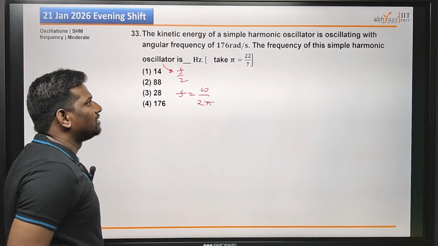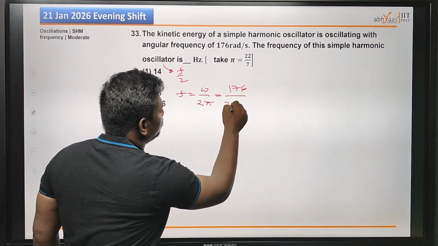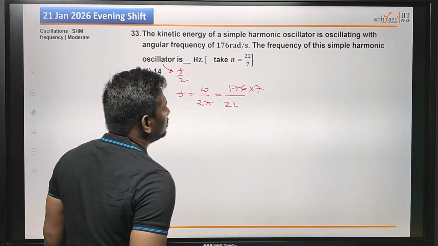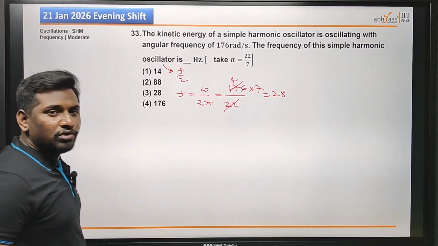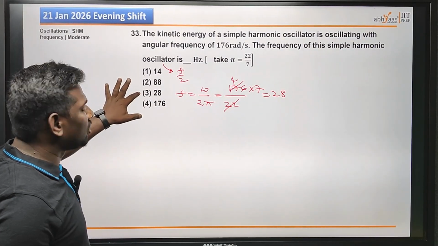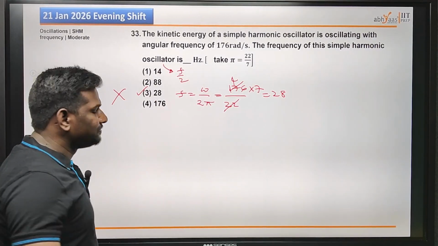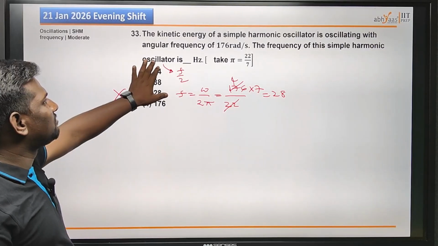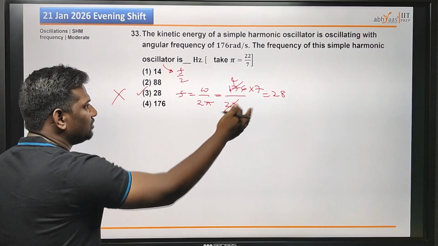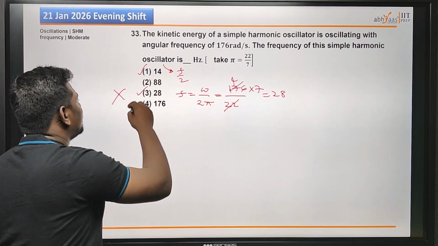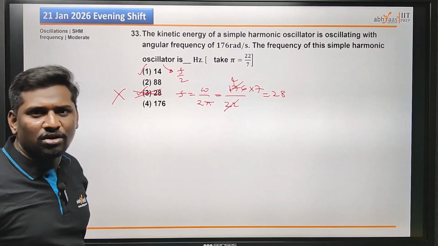They have given omega and they have given pi. So omega equals 176 by 22 into 7. Cancelling with 4 times, this is 28. So you are having one more answer, 28, in option 2. If you mark this one, you will get a negative mark. So what is the basic formula for a frequency of simple harmonic oscillator? F by 2. So F by 2 is nothing but 14. This is the correct answer. If you mark 28, you will get a wrong answer.